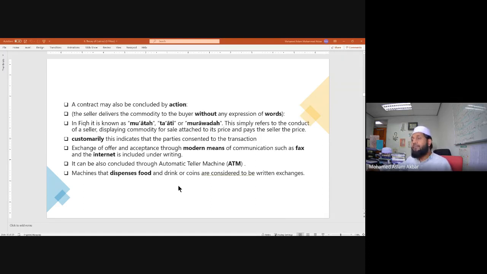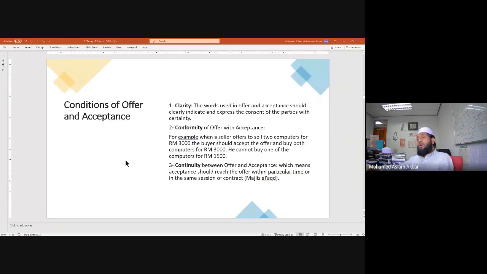Okay, now let us talk about the conditions of offer and acceptance. They brought three conditions: you need to make sure there is clarity, conformity, and continuity. Make sure of these three C's when it comes to expression. The words used in offer and acceptance should be clear, clearly indicating and expressing the consent of the parties with certainty. So it is not like, okay, I will buy iPhone.